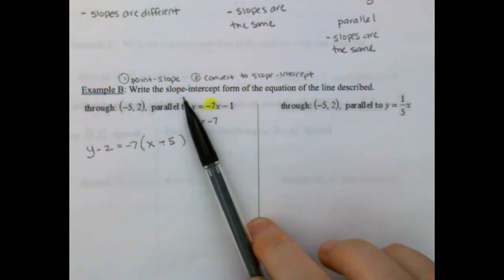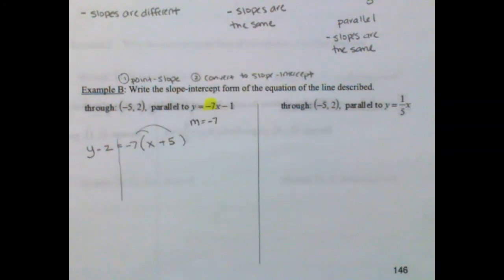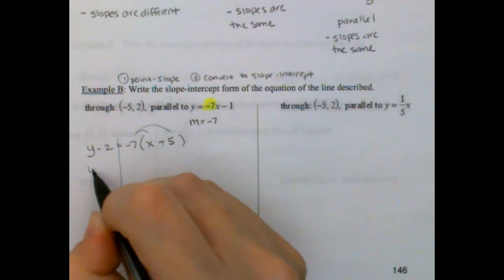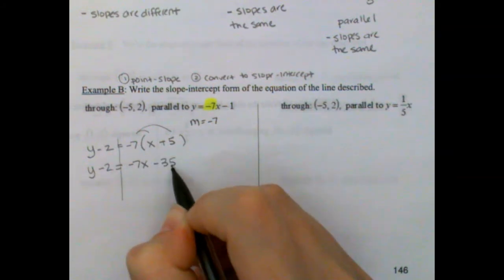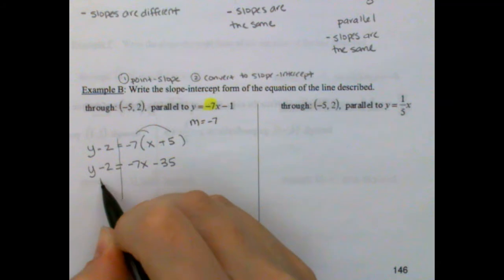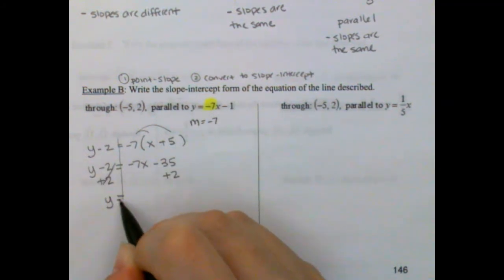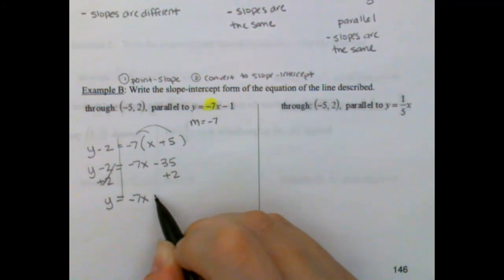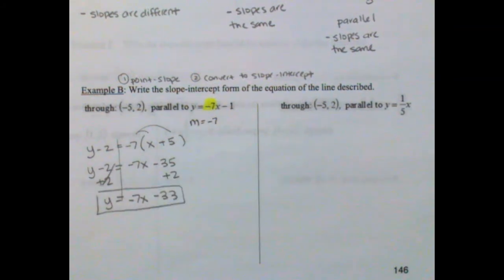But the problem is saying write it in slope intercept. So that means that I have to do this math where I distribute the -7 to the parentheses. So y minus 2 equals -7x minus 35. Then I need to get y alone over here, so I'm going to add the 2 to both sides. And I get y equals -7x minus 33. That is in slope intercept form. y equals mx plus b, so that's my solution.